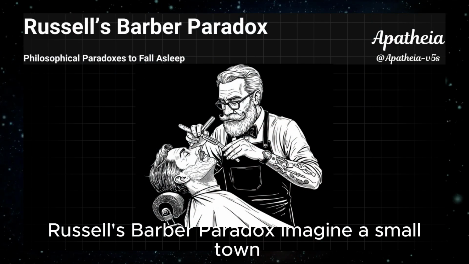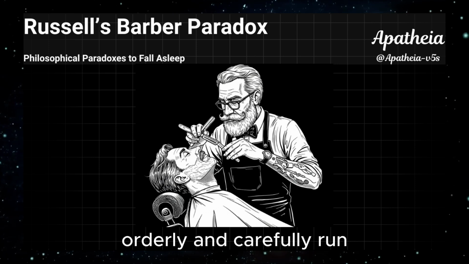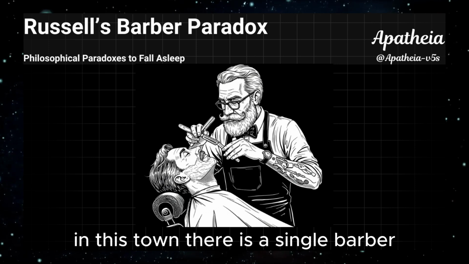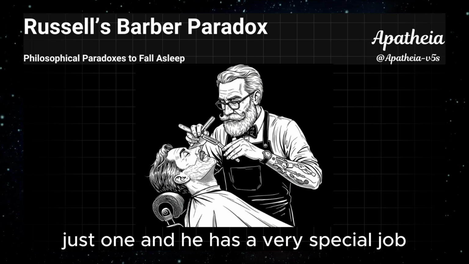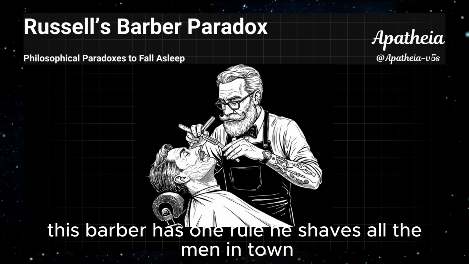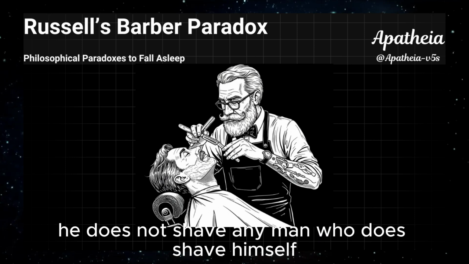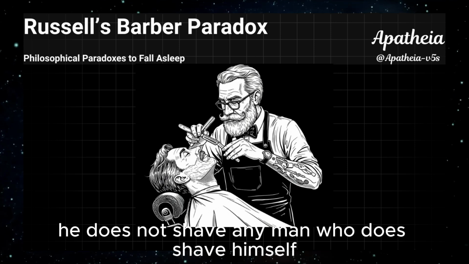Russell's Barber Paradox. Imagine a small town, a quiet place where everything is neat, orderly, and carefully run. In this town, there is a single barber, just one, and he has a very special job. This barber has one rule. He shaves all the men in town who do not shave themselves. And here's the twist. He does not shave any man who does shave himself.